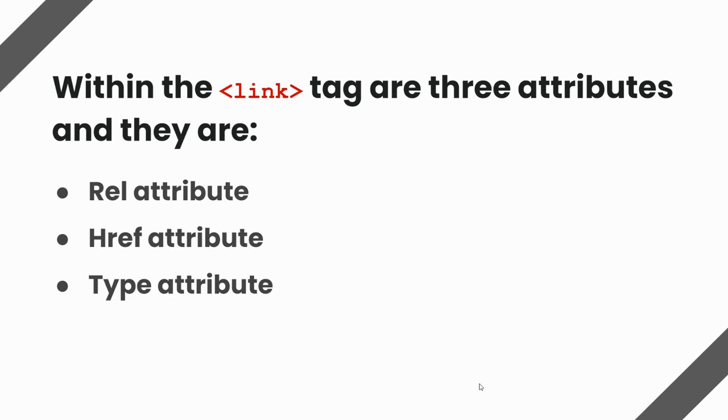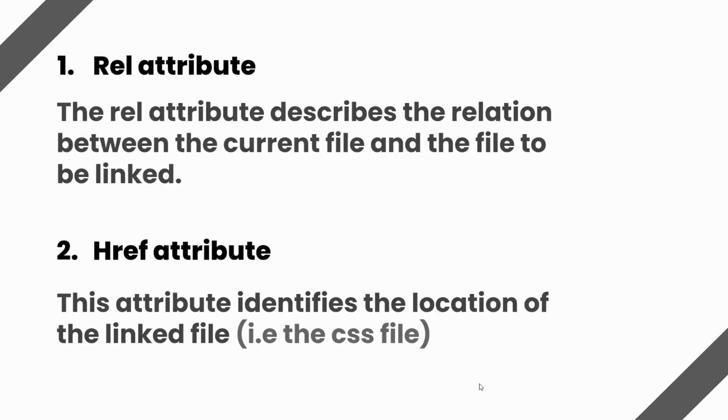these three attributes are the most basic attributes for the link tag, and in a way they are the most important. With these three you can actually go on to connect your CSS file to your HTML documents without any issue. So let's see what the three attributes are all about. First we have the rel attribute.